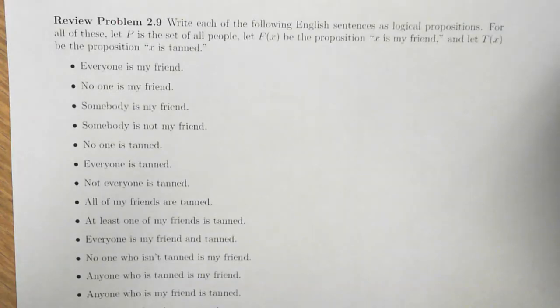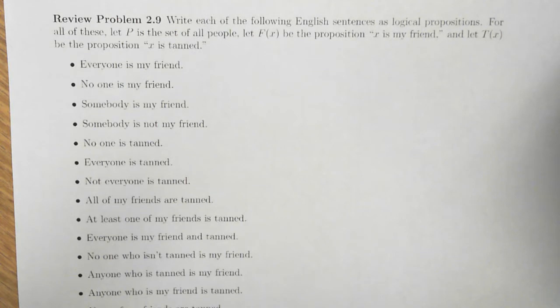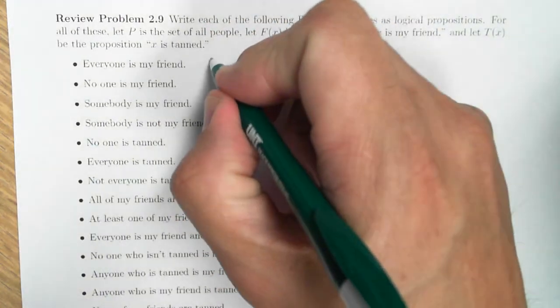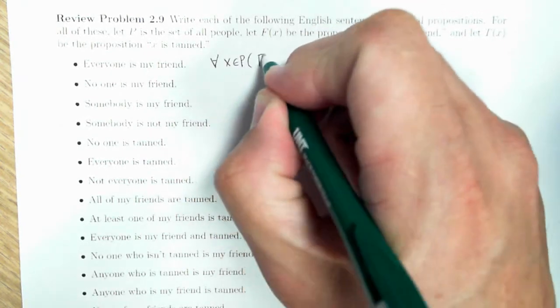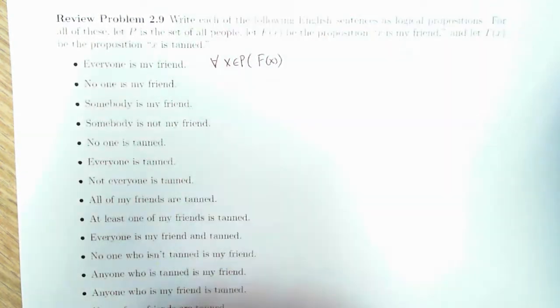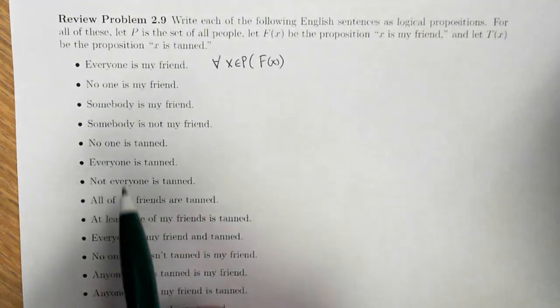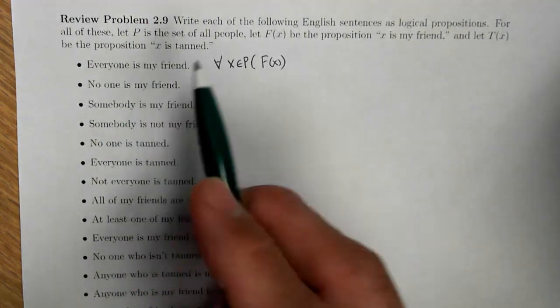Okay, in this video we'll take a look at these simple statements and translate them into propositional logic. First, everyone is my friend. So that would be that for all x that's a person, then that person is my friend. So that works. Next one, sadly, no one is my friend.